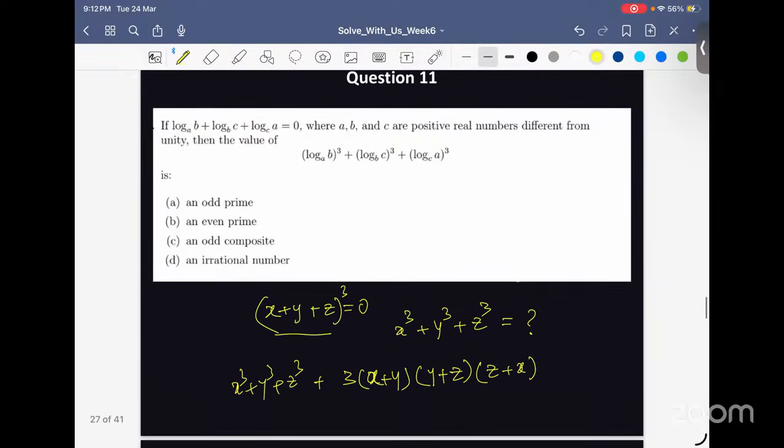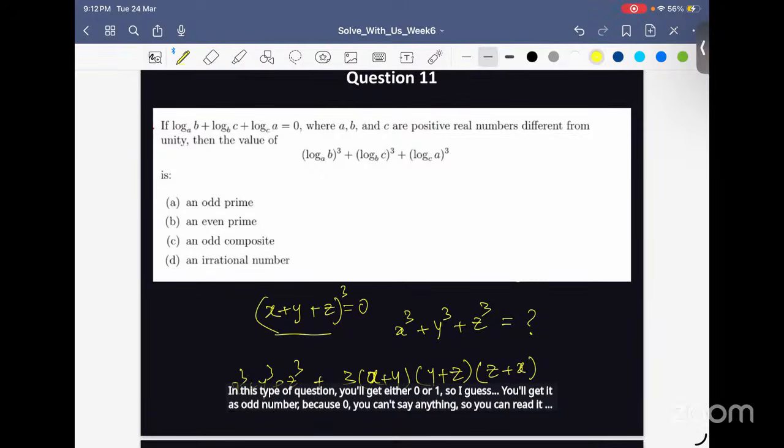I guess there's something else we're missing. x cube plus y cube. And sir, also in the options, it is asking about the behavior of this answer. In this type of question, you'll get either 0 or 1. So I guess you'll get it as an odd number, because for 0 you can't say anything. So you can get it as odd prime, 1.